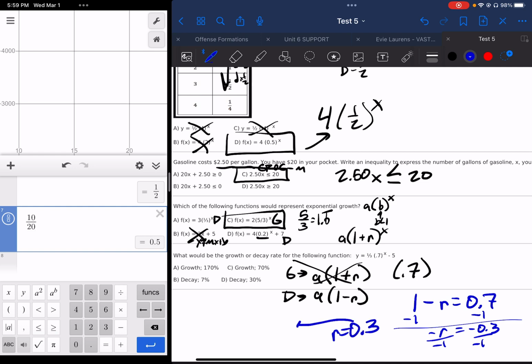Turn that into a percentage, means take the decimal place and move it 2 places to the right, fill in the empty spot, and this thing is not only decay, it is by a rate of 30%, and the answer to that one is D.